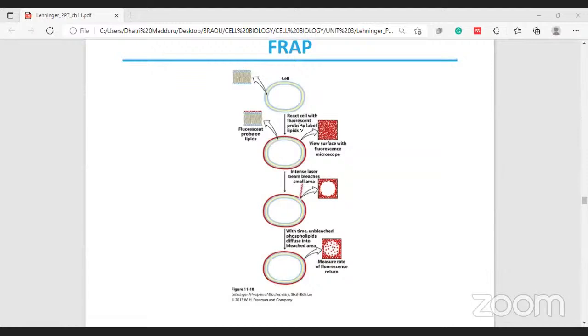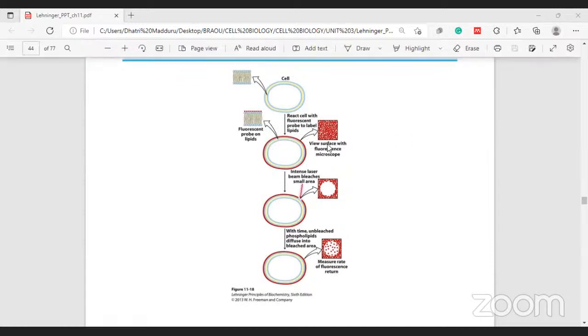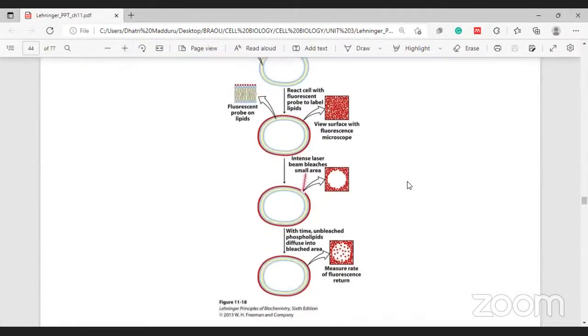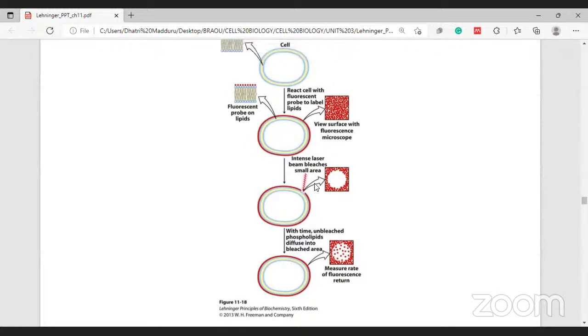So here we have added a fluorescent probe to label the lipids. So like this, you have fluorescent probes, red ones, small ones. Now, if you view the surface of the cell by fluorescence microscope, it looks like this. When the laser beam is added, it will bleach a small region. Bleaching means the fluorescence will be removed.